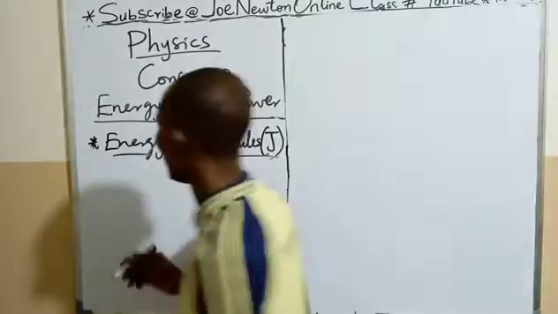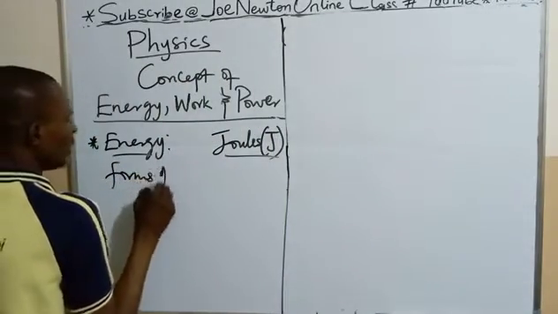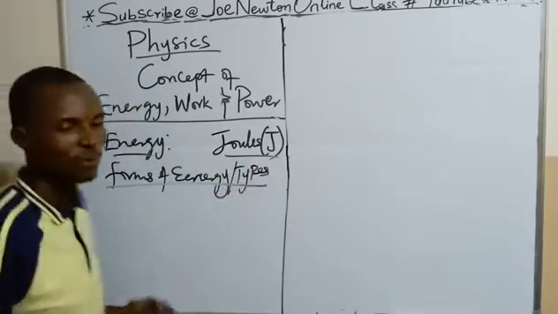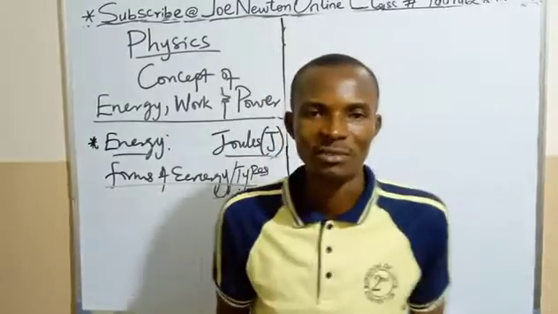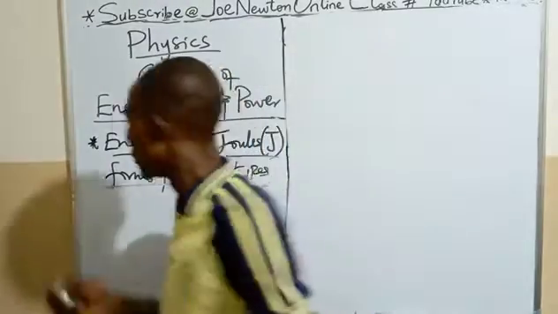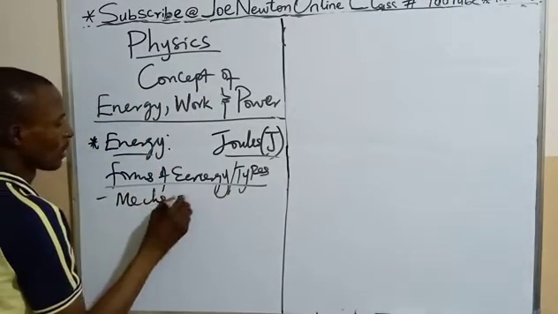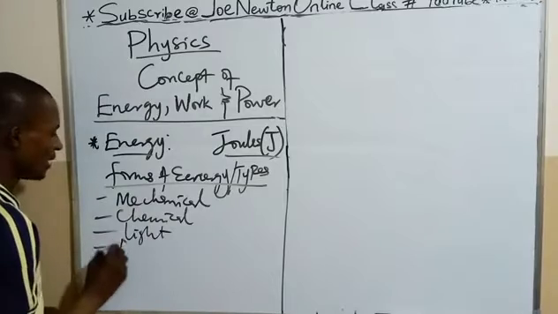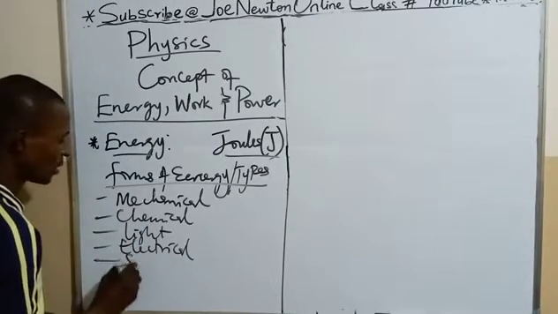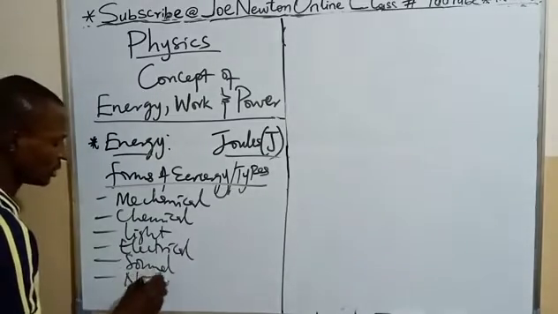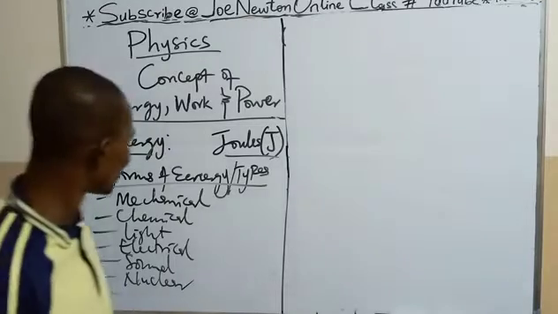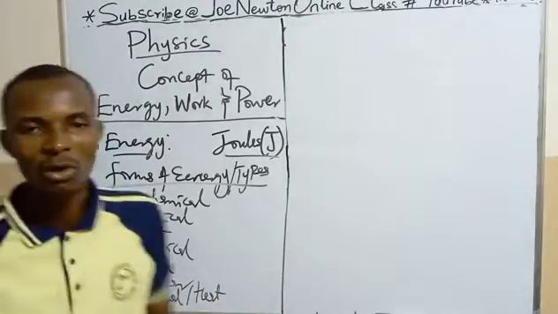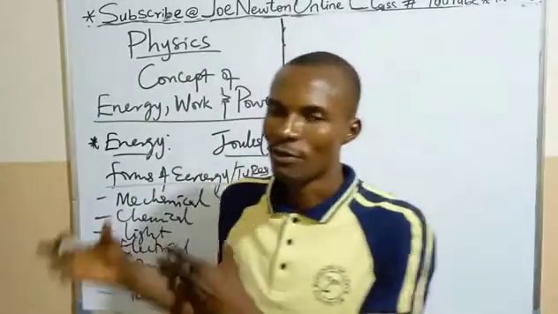Then the next is, what are the forms of energy? The forms, or types as some people will put it. We have different forms of energy based on the sources of that energy. We have mechanical energy, chemical energy, light energy, electrical energy, sound energy, nuclear energy, and many other forms, including thermal or heat energy. So these are different forms or types of energy.